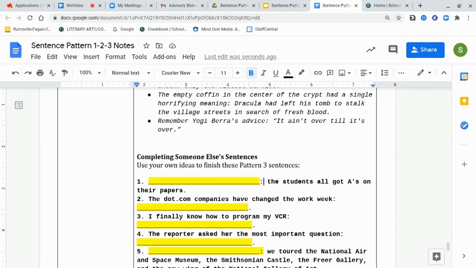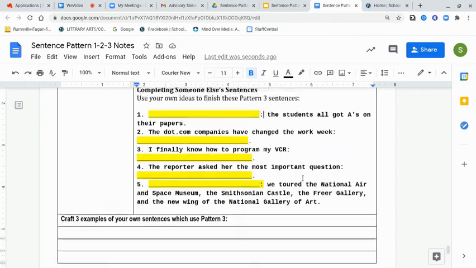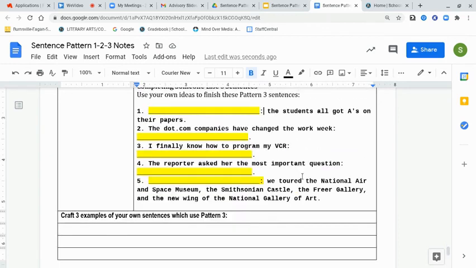Number three, I finally know how to program my VCR, or DVR to be more precise. And in what way would you clarify or give an example of that? And numbers four and five, the same thing. Go ahead and offer up some kind of explanation, if it's after the colon, or, if it's before the colon, what is the general statement which might lead to it? You need to give three examples of your own sentences, all using sentence pattern 3. There's no variations for sentence pattern 3, but it's still challenging enough.